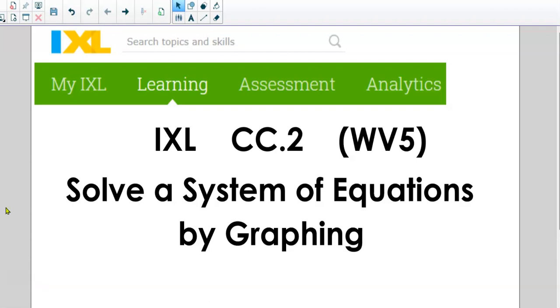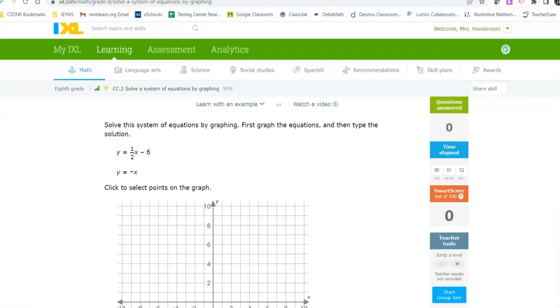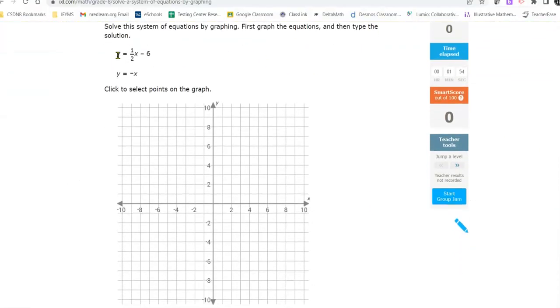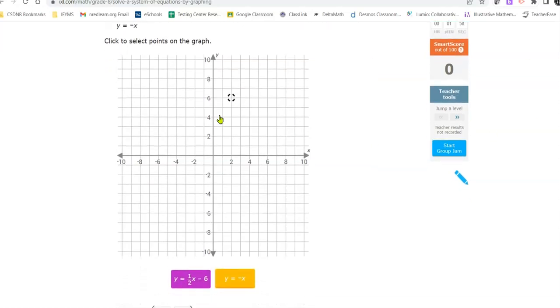Alright, let's take a look at IXL assignment CC.2 on solving a system of equations by graphing. For this question, you are given two linear equations, and at the bottom of the graph, you can click between each of these colored boxes so that you can indicate which line you are graphing. I'm going to click on this purple box here, and that means I'm going to start by graphing y equals 1/2 x minus 6.